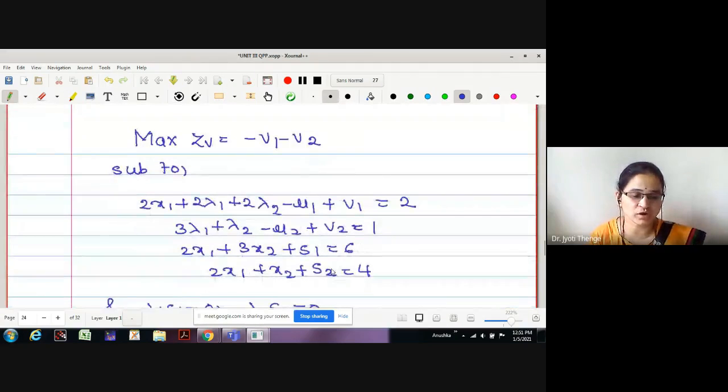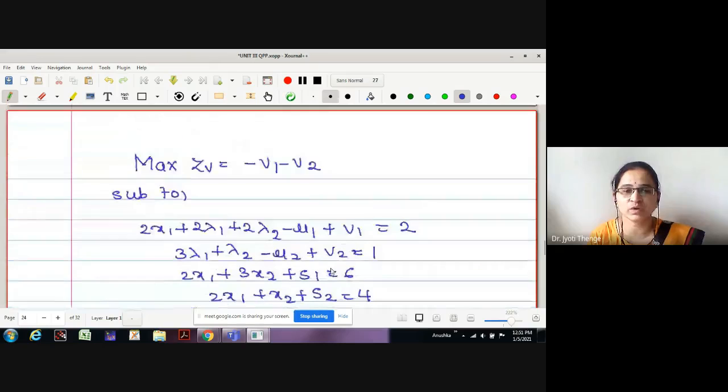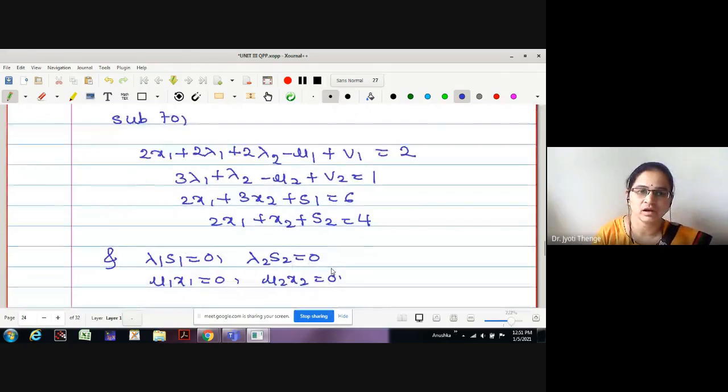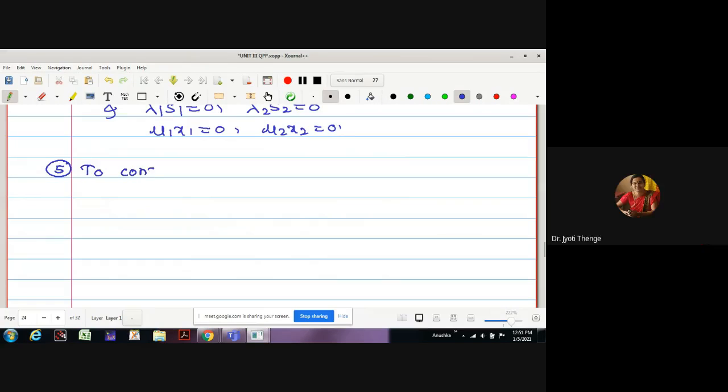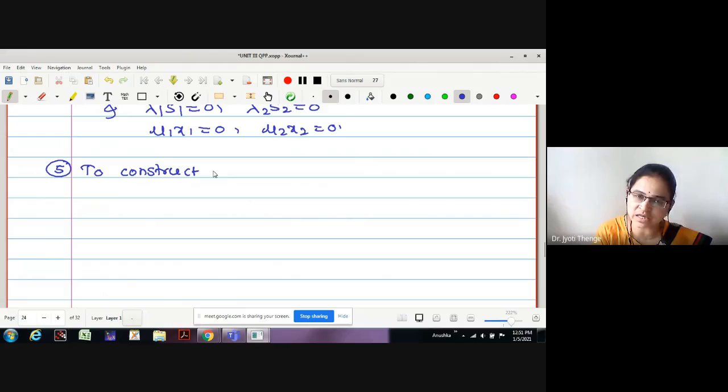Now let us go for constructing phase 1 of the two-phase method. Let me write the next step. Now we will construct the initial table. Can anyone tell me the basic variables?